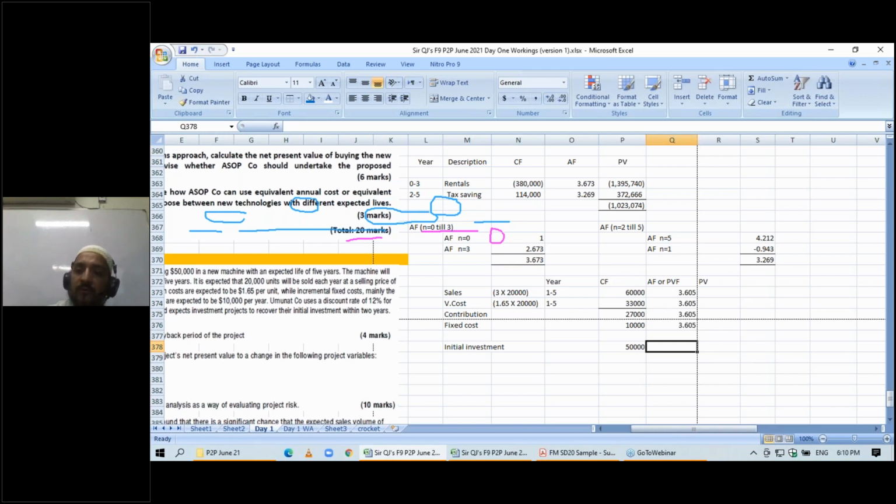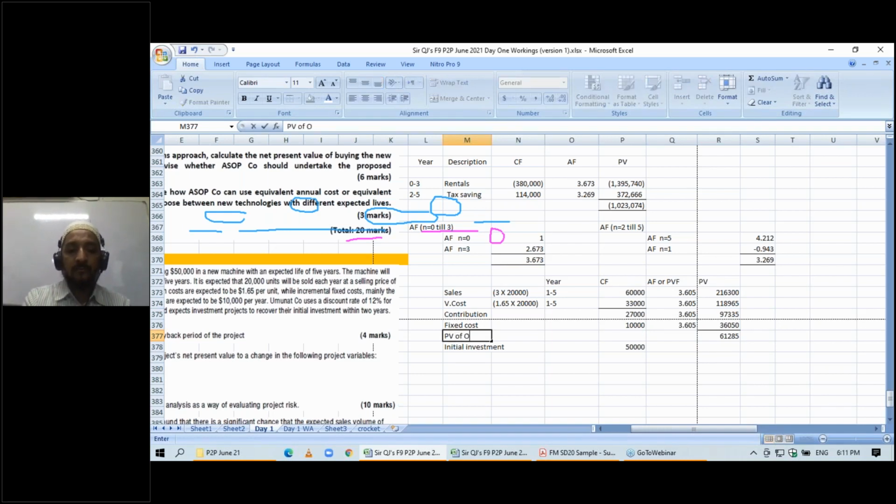So we have to calculate the present values of 5 times equal cash flows. We'll get the present values by multiplying the sales by 3.605, and then the variable cost by 3.605. Likewise, we calculate these amounts. So the net amount after deducting fixed cost is 61,285. This is the present value of operating cash flows.